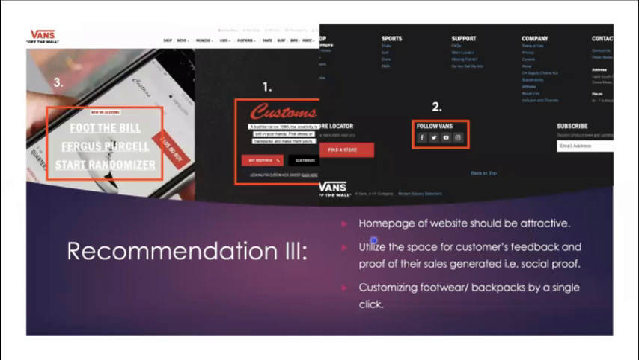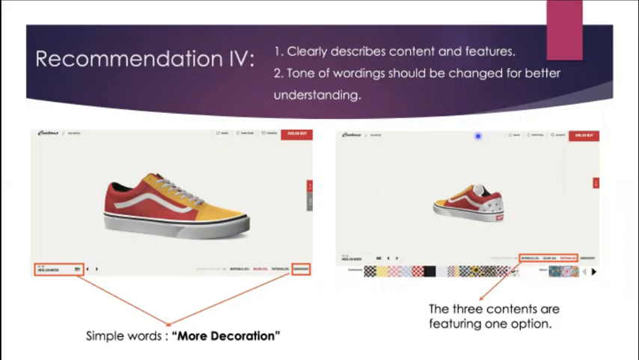The third shows the home page attractiveness. The color coordination should be proper. The color coordination could be black, blue, and red. They should also utilize the space for customer feedback and sales generation. Fourth shows a clear description of the contents and features, and the tone of the wording should be proper. That means they can use better wordings such as more decoration.